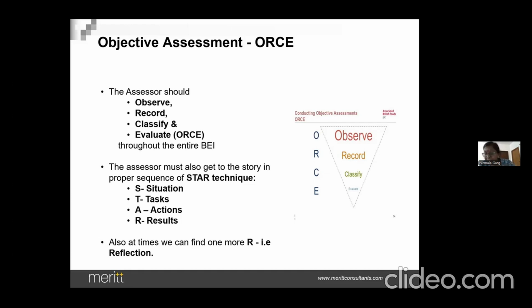But yes, having said that, for all HR people, it's always nice to know a framework. So this is a very good framework. What is this framework called? ORS. We call it ORS: Observe, Record, which we use even in assessment centers and also in a BEI. What is it? Observe, record, classify, and evaluate. Why is it like that? You may say, but it has a scientific aspect to it.